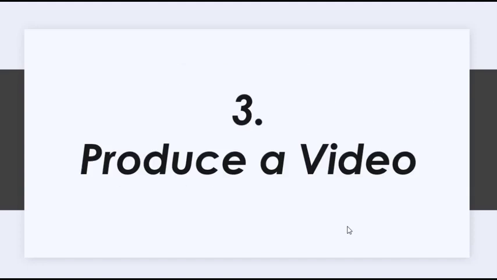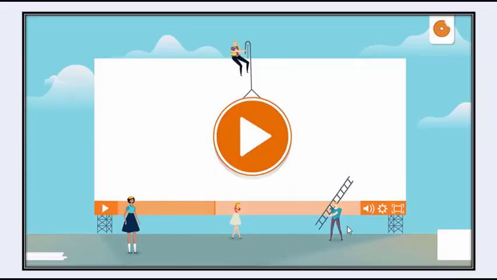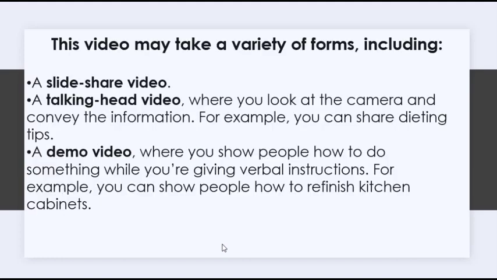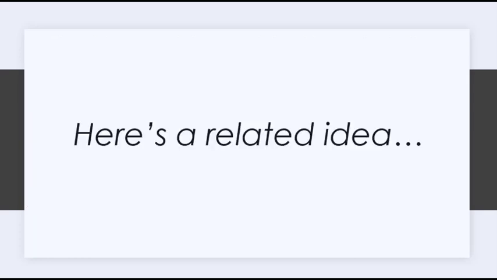Number 3, produce a video. Now, you can use your text-based content as the basis for creating a video. And this video may take a variety of forms, including a SlideShare video, a talking head video where you look at the camera and convey the information. For example, you can share dieting tips. Also, another form is a demo video where you show people how to do something while you are giving verbal instructions. For example, you can show people how to refinish kitchen cabinets.